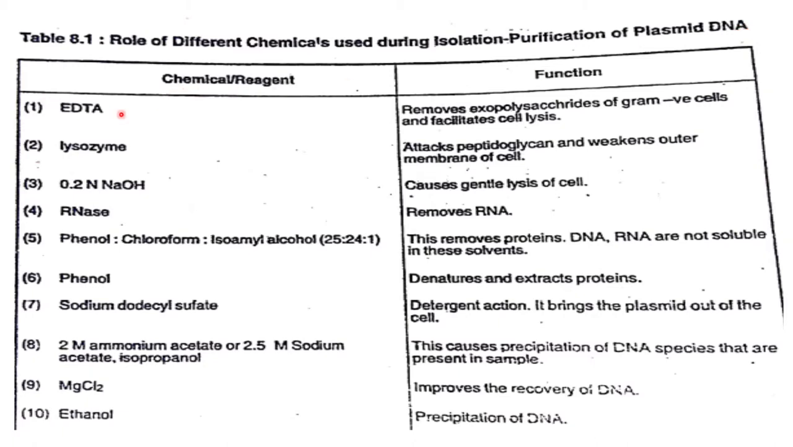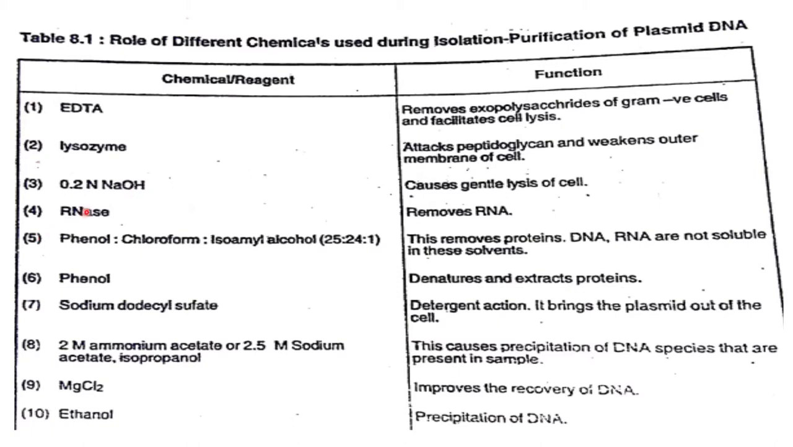Role of different chemicals used during isolation and purification of plasmid DNA. EDTA removes the exopolysaccharide from gram-negative cells and facilitates cell lysis. Lysozyme attacks peptidoglycan and weakens the membranes of cells. 0.2 normal sodium hydroxide causes gentle lysis of the cell.